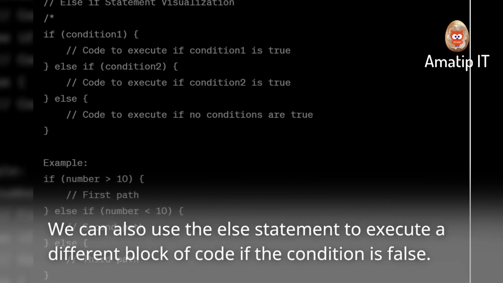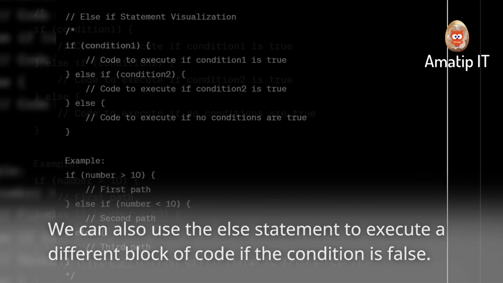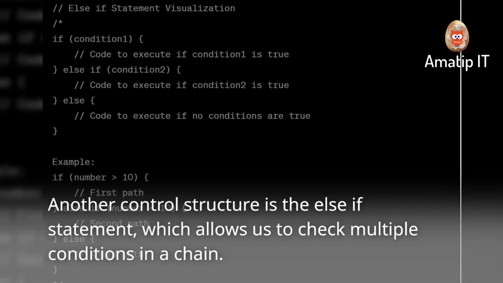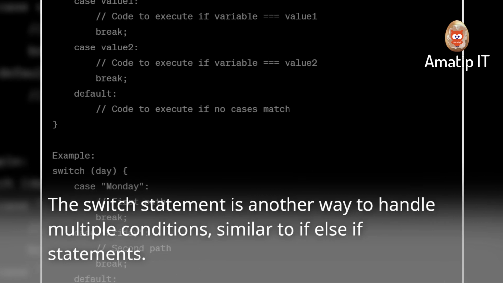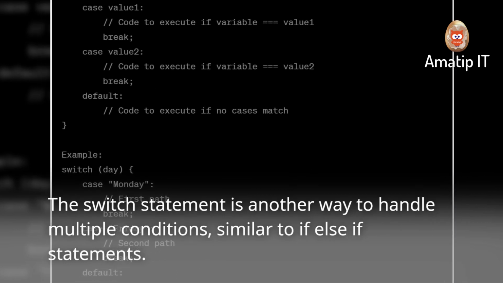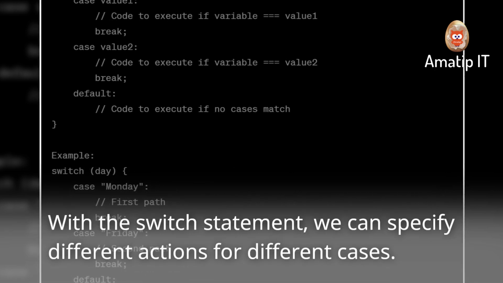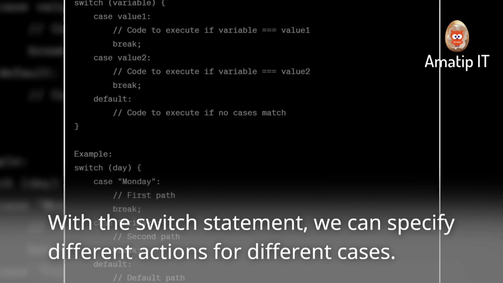We can also use the else statement to execute a different block of code if the condition is false. Another control structure is the else if statement, which allows us to check multiple conditions in a chain. The switch statement is another way to handle multiple conditions, similar to if-else if statements. With the switch statement, we can specify different actions for different cases.